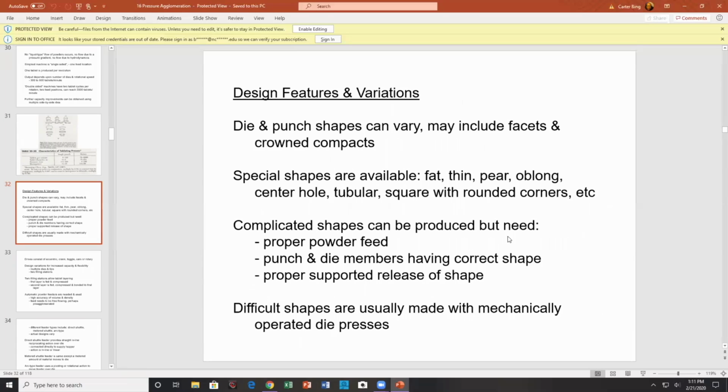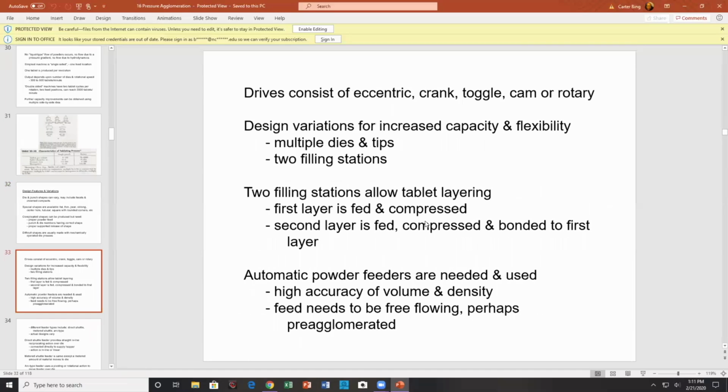Complicated shapes can be produced, but we already talked about that. Let's see what else we got. Two filling stations, high accuracy. Feed needs to be free-flowing. Automatic feeders are needed and used. High accuracy of volume and density. Okay, good. The feed needs to be free-flowing. If it's not free-flowing, then perhaps pre-agglomerated.